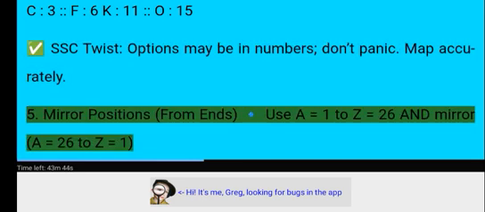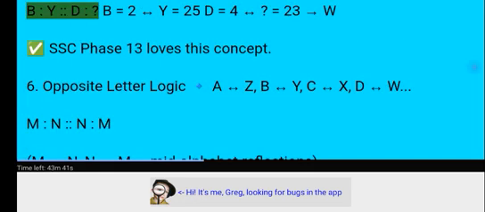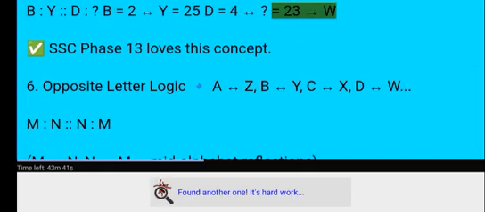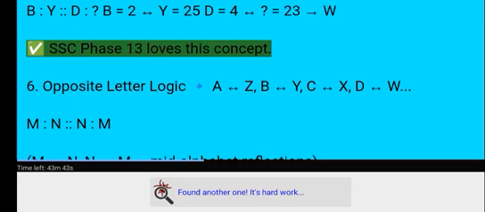Don't panic. Map accurately. 5. Mirror positions: use A equals 1 to Z equals 26, and mirror A equals 26 to Z equals 1. B equals 2 ↔ Y equals 25. D equals 4 ↔ 23, which is W. SSC Phase 13 loves this concept.